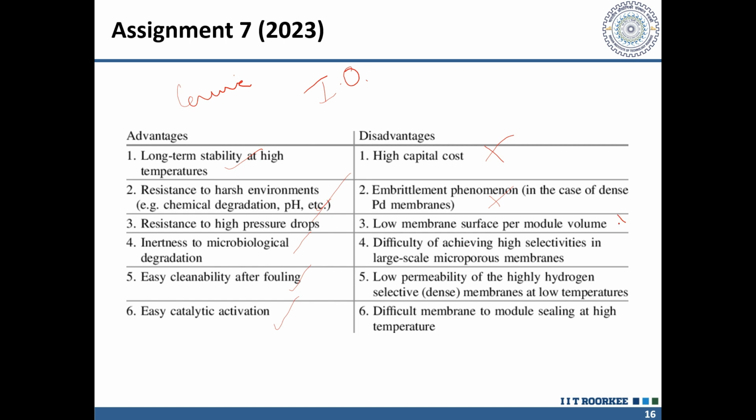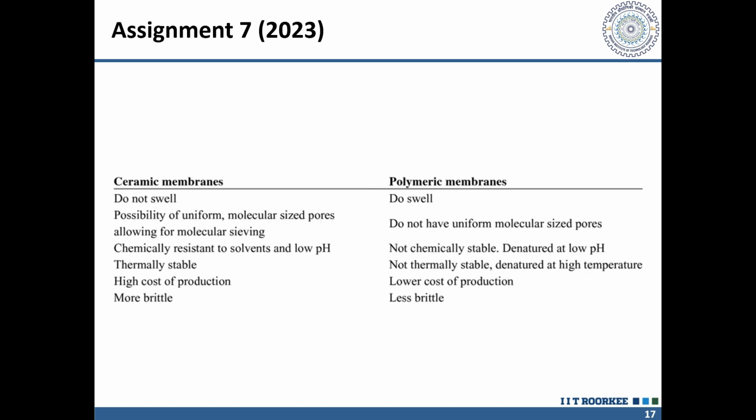Also, the low membrane surface area, difficulty of achieving high selectivity, low permeability, and module sealing at high temperature are major disadvantages. When we look at polymeric membranes and ceramic membranes, the advantage of ceramic membranes is that they do not swell and are resistant to most solvents, but polymeric membranes can swell easily. There is also a possibility of uniform molecular-sized pores allowing for molecular sieving, and polymeric membranes do not have uniform molecular-sized pores.